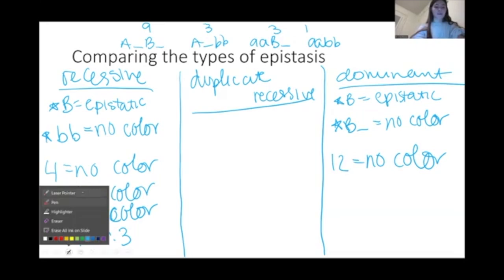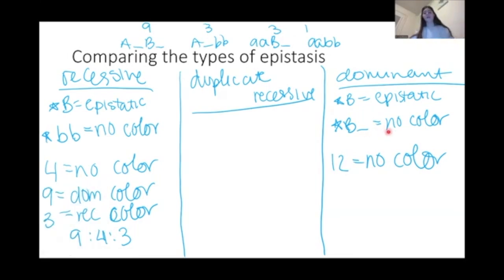And then that means in order to have color, in this case, we need to have little b, because anything with a big B means no color. So where do we have little b? Well, we have it right here, and we have it right here. And you notice that with this little b, we have a dominant color, and with this little b, we have the recessive color. So we'll have 3 with dominant color, 1 with recessive color.